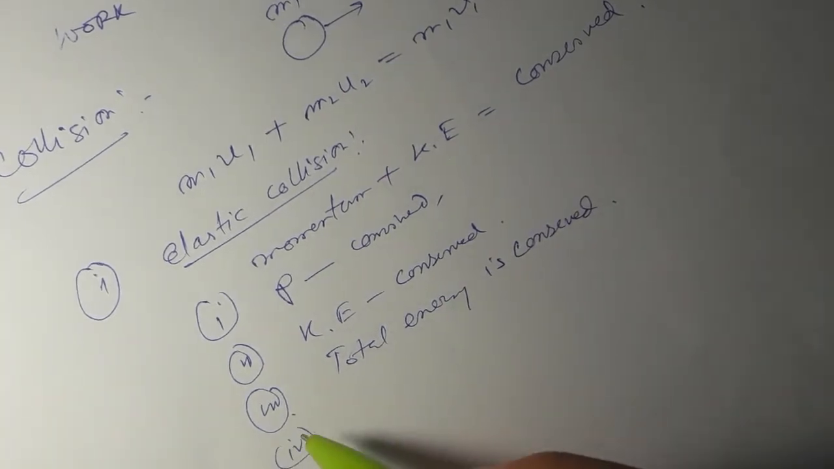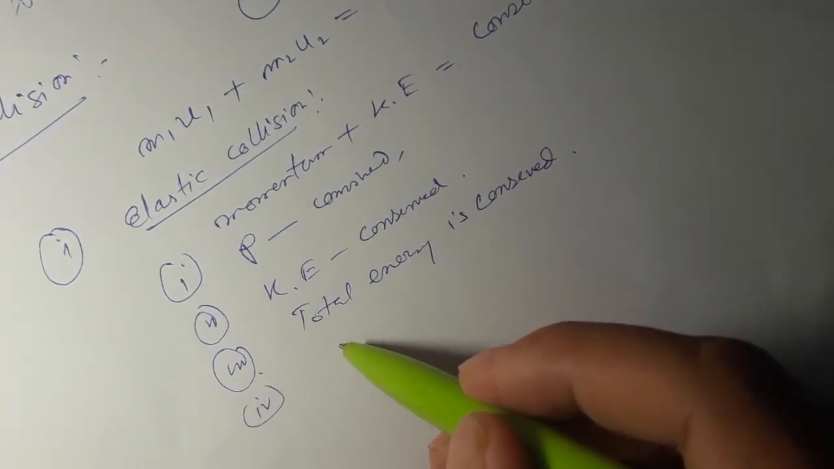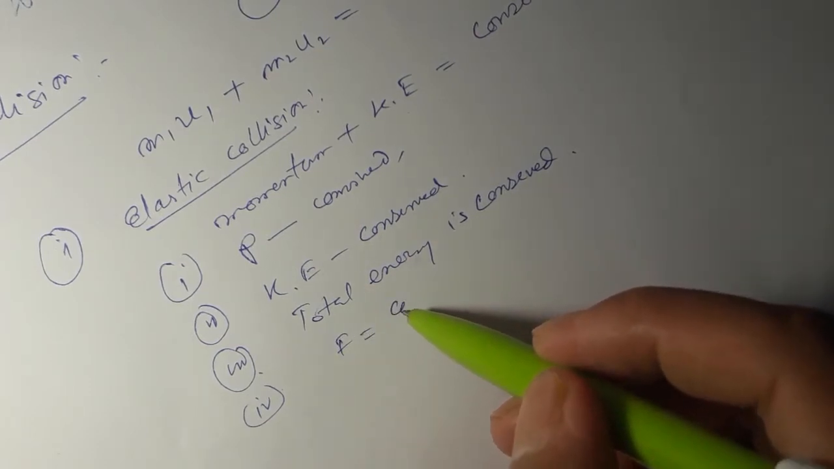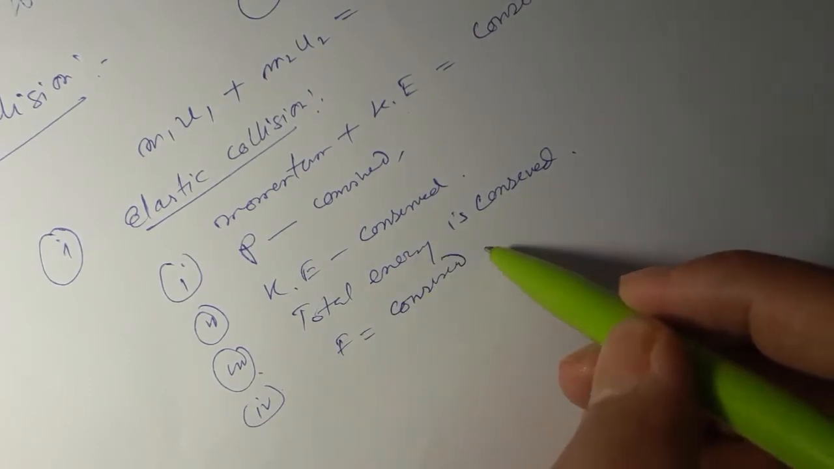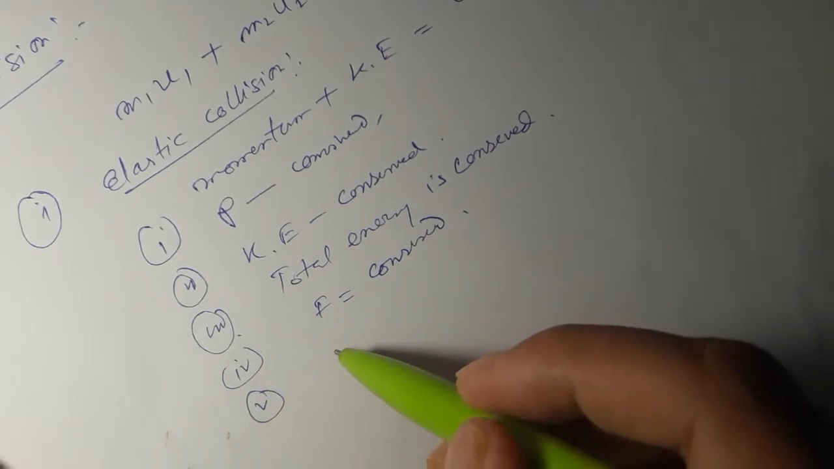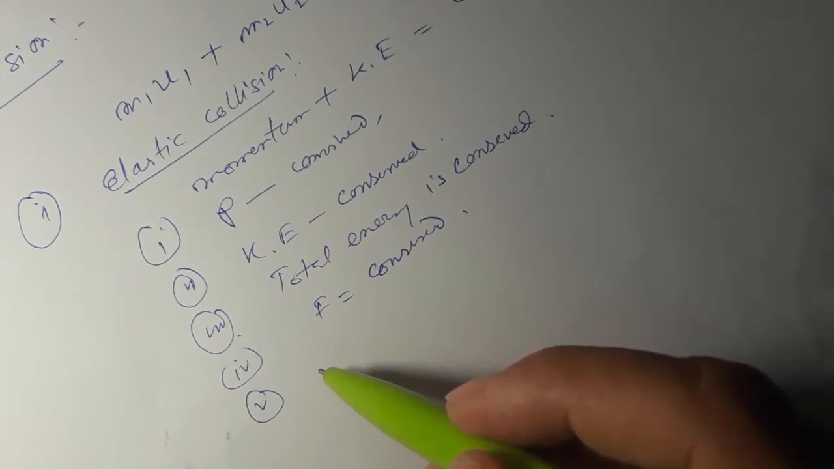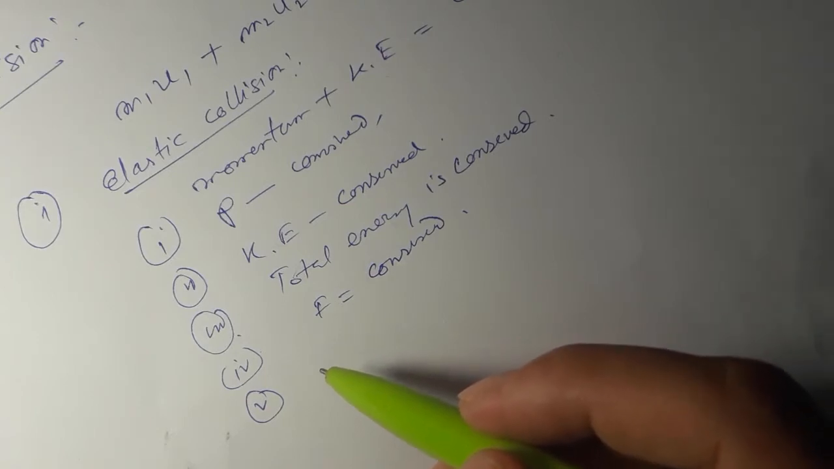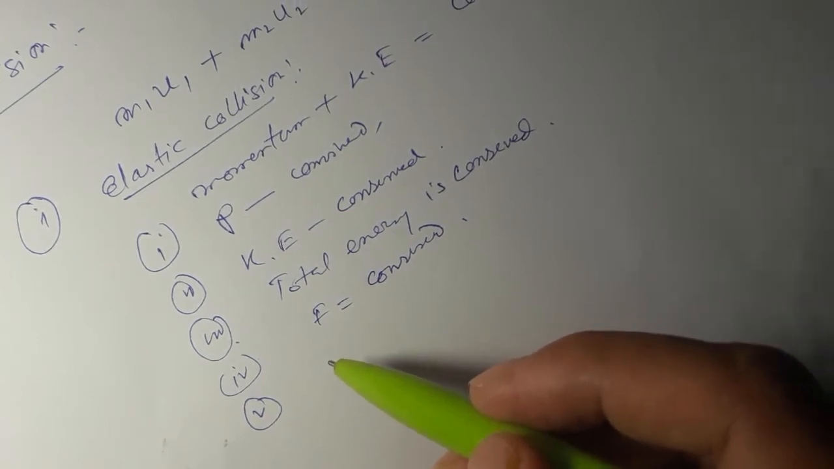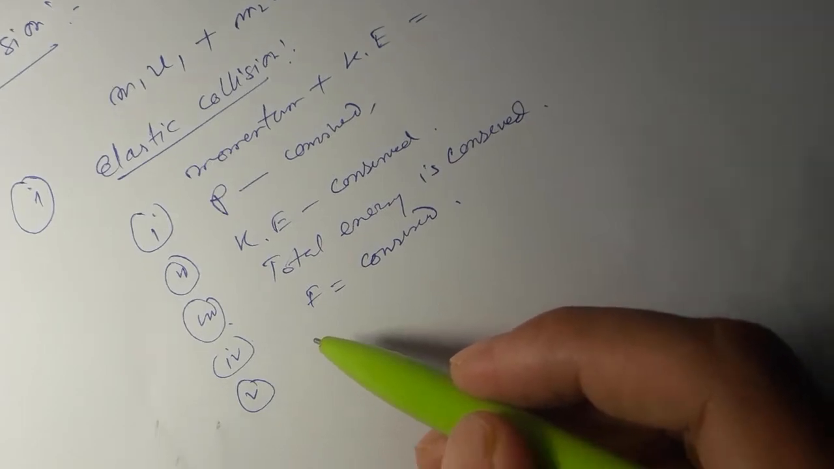And the forces involved also remain conserved. At the same time, the mechanical energy is not transformed into any other form, for example into heat energy or sound. There is nothing like that, so there is no transformation of mechanical energy. Then this type of collision is said to be elastic collision.